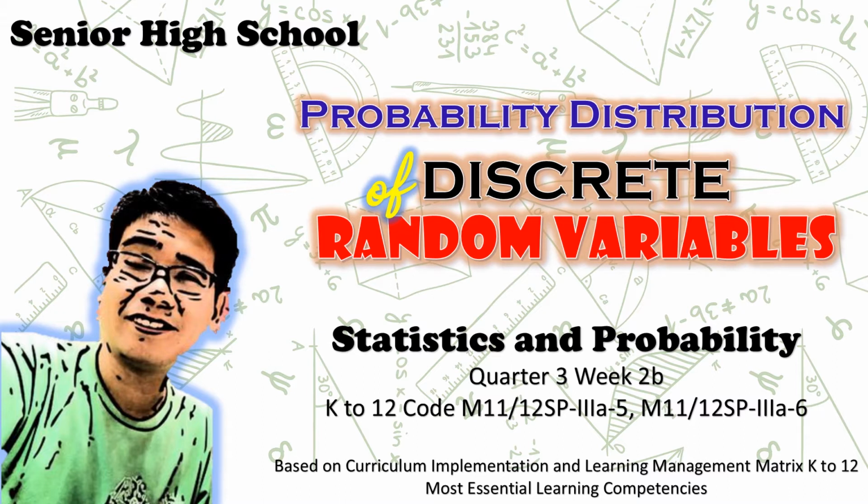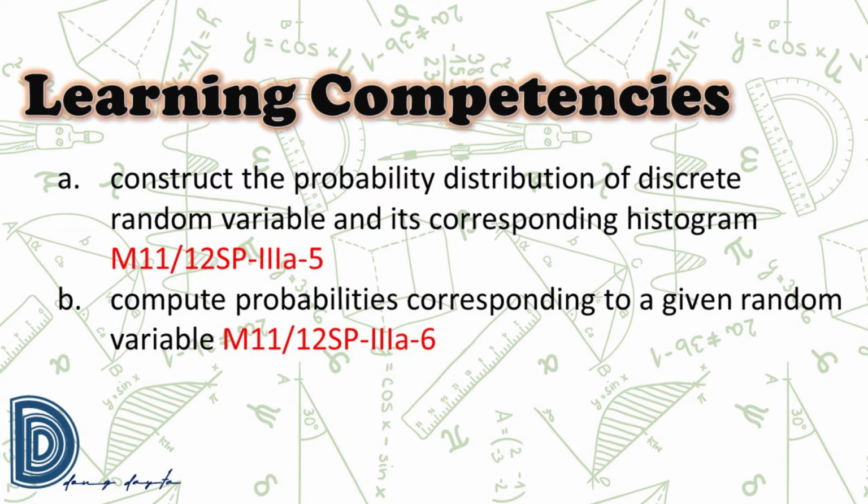Let us have probability distribution of discrete random variables under statistics and probability. Q3 Week 2, based on the curriculum implementation and learning management matrix for K-12's most essential learning competencies. Here are our learning competencies. Construct the probability distribution of a discrete random variable and its corresponding histogram. Compute probabilities corresponding to a given random variable.